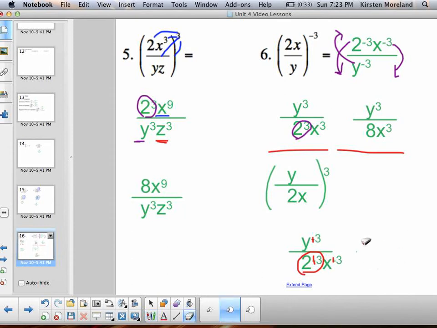And you notice that I get the same answer regardless, and it was approximately the same amount of work. It's 3 steps. I would do it either way. I don't have a preference. Just make sure you change your exponents to positive, unlike me.